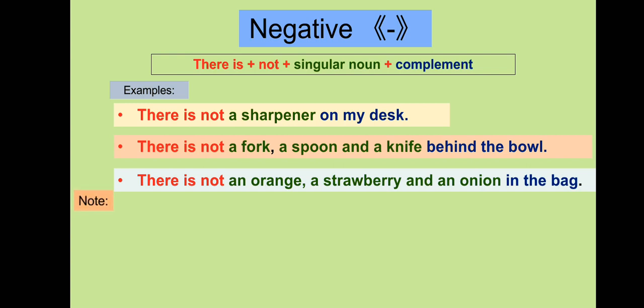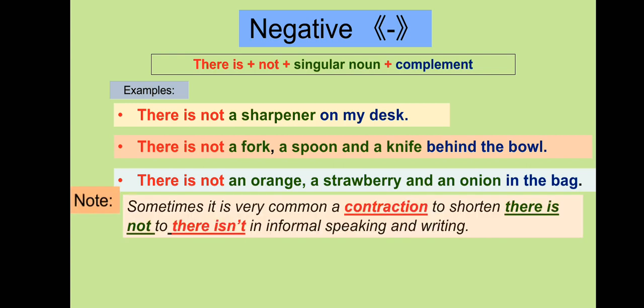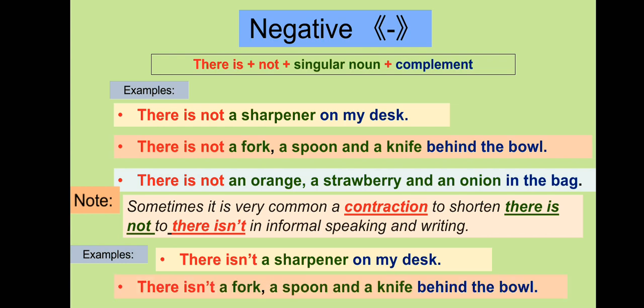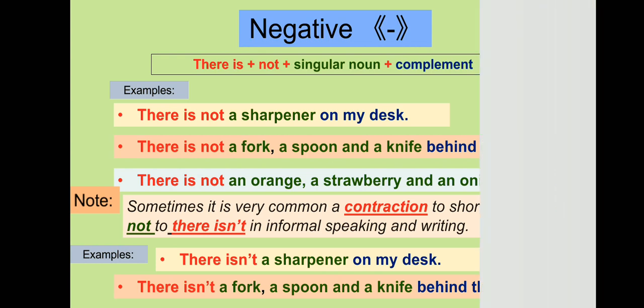Note, sometimes it's very common to use a contraction to shorten there is not to there isn't in informal speaking and writing. Example, there isn't a sharpener on my desk. There isn't a fork, a spoon, and a knife behind the bowl.